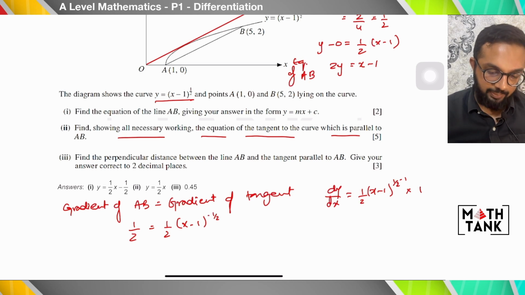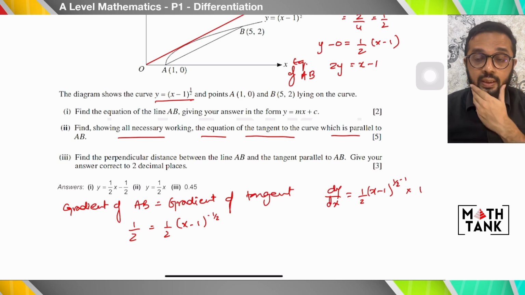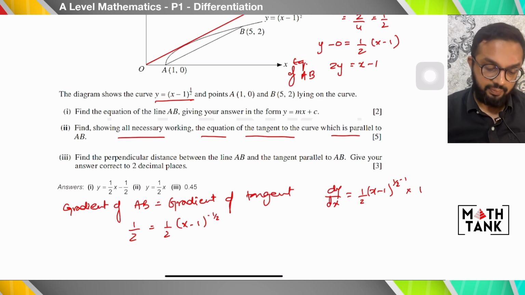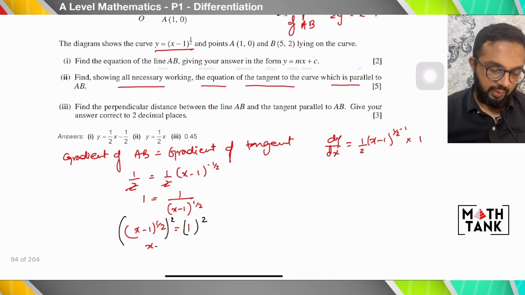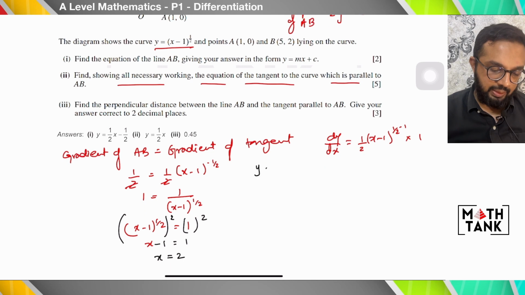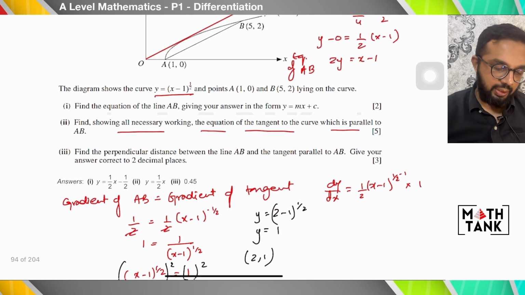Now I'm doing all of this because I want to find the value of x, because in order to construct an equation I will certainly need the value of x to find the value of y as well. This cancels out and I have 1 over (x minus 1) power half. Okay, and then I have (x minus 1) power half equals 1. I square both sides and I end up with x minus 1 equals 1, so therefore x equals 2. When x equals 2, I can plug in x to find out y. I have the point as (2, 1).